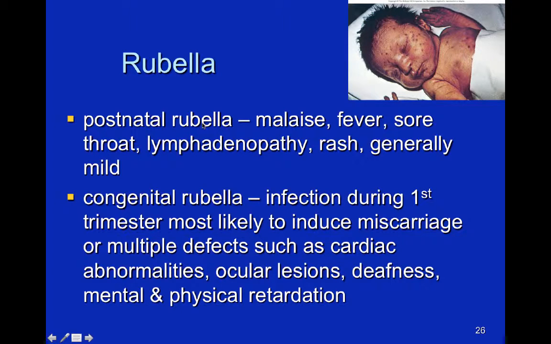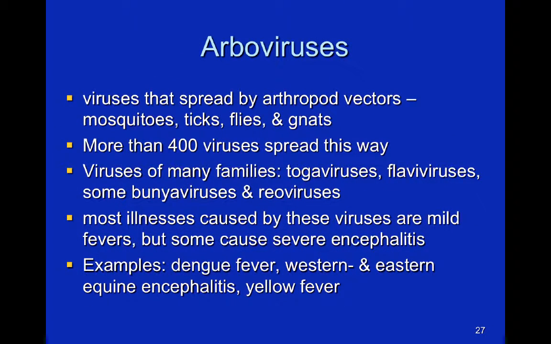And then there's postnatal rubella, which is associated with malaise, fever, sore throat, swollen lymph glands, and rash, and this is more generally mild. So moving on to the arboviruses, these are all spread via insects, so arthropods, and there are more than 400. A lot of these are at the top of the list for newly emerging infectious diseases, and they fall into many different viral families: Toga, Flavi, Bunya, and Reo. Most illnesses associated with the arthropod-spread arboviruses are mild fevers, but some can result in severe encephalitis.